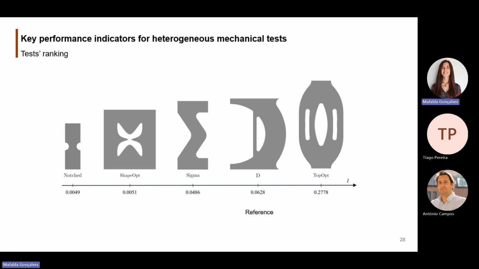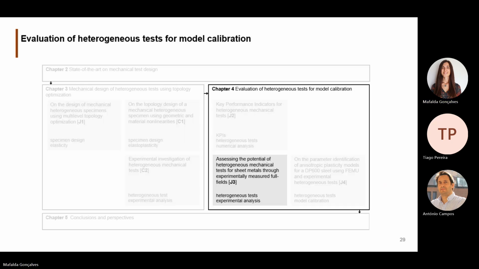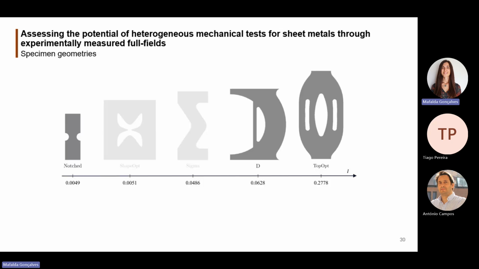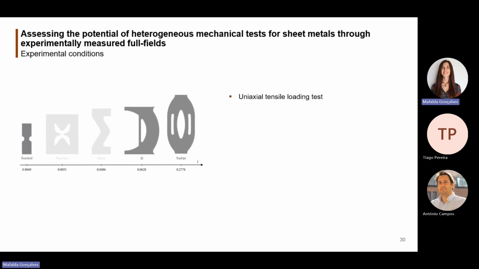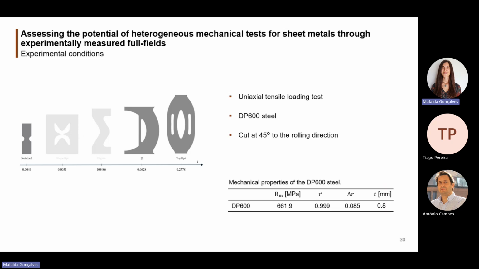Having the V specimen as a reference, the previous tests performed worst, and the topopt ranked highest among the others. The potential of this heterogeneous test is now experimentally validated. And from these 5 tests, the notch, the D, and the topopt are carried out experimentally, and they are subjected to a uniaxial tensile loading test using a DP600 steel, whose properties are here, and they were cut at 45 degrees to the rolling direction. And full-field data was extracted by DIC.